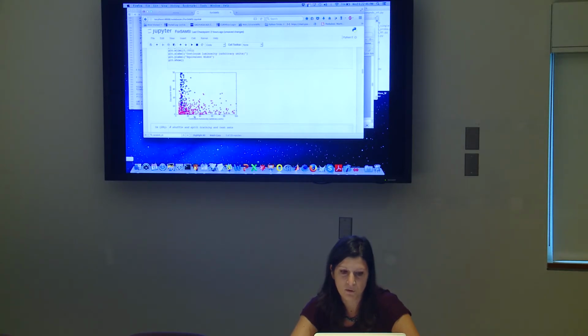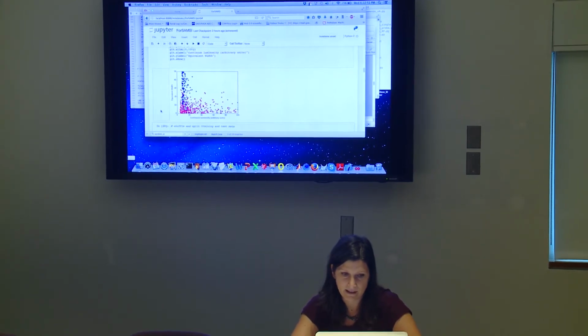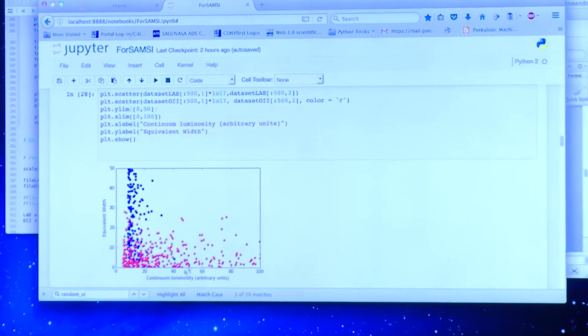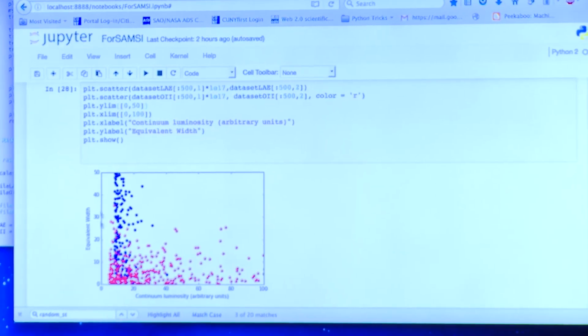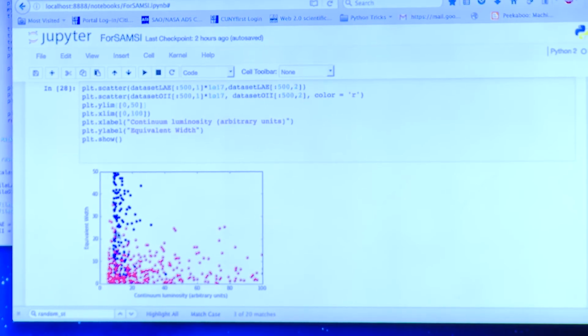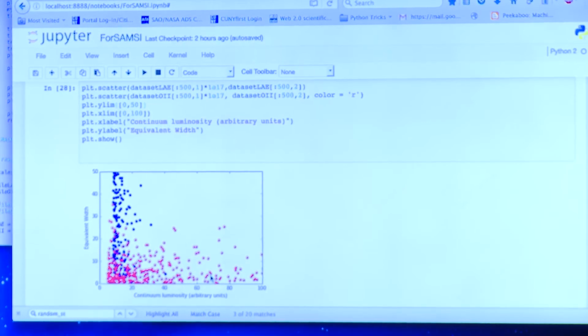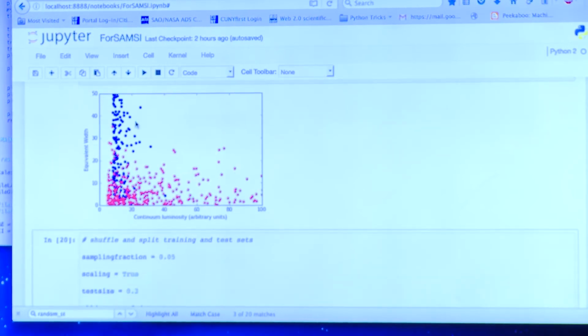This is similar to what we were seeing. This is continuum luminosity, and this is equivalent width. I guess that the red are O2s, so on average they have lower equivalent width, and the blue are LAEs, so on average they have higher equivalent width, the ratio between line and continuum. And you can see that there's never going to be a perfect classifier, because there's no way that this will ever be classified as an LAE, even if it is, and the other way around. But there's definitely room for trying to disentangle a bunch of these examples.